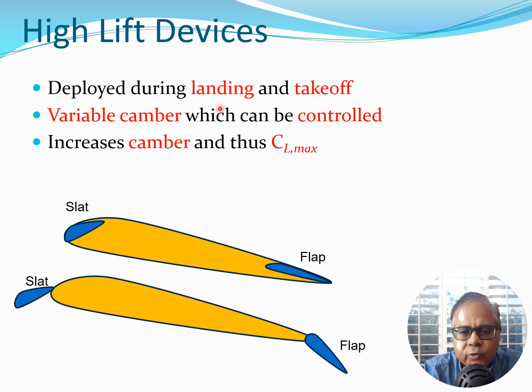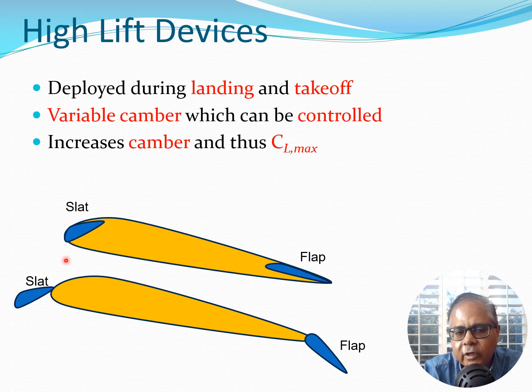So where do you use these high lift devices? Essentially, they are used during takeoff and landing. And what it lets you do is use a kind of variable camber which can be controlled. So for example, let's see again a typical wing here.